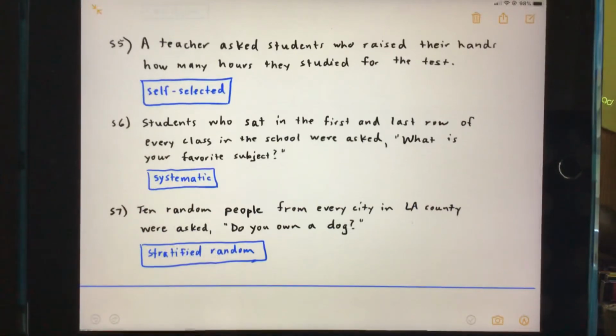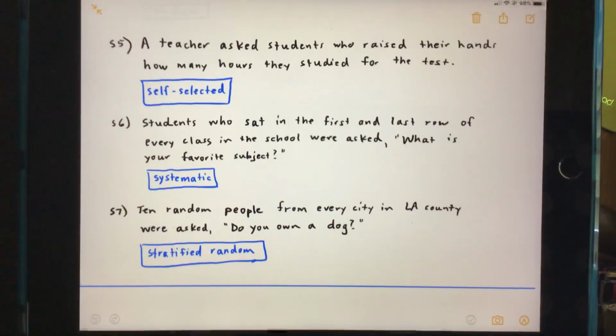Students who sat in the first and last row of every class in the school were asked, what is your favorite subject? This is a systematic sample. There was a rule that was followed. If the student was seated in the first or last row, they got asked. Anyone in the middle of the class didn't get asked, so there was a rule that was being followed. And systematic samples can often produce pretty representative samples of the entire population.